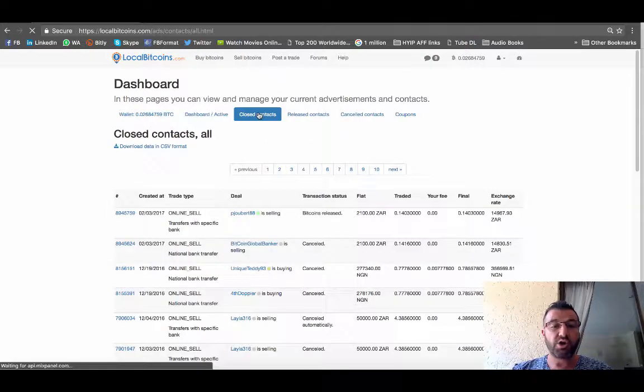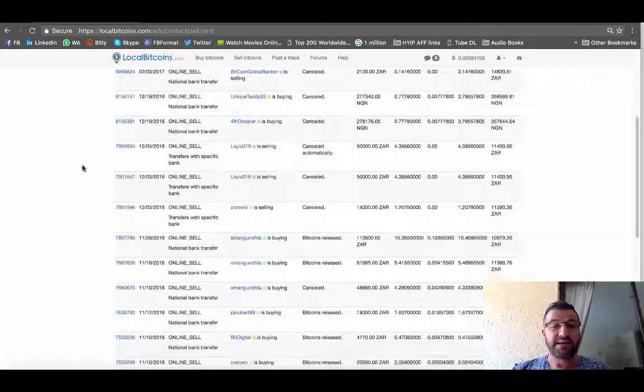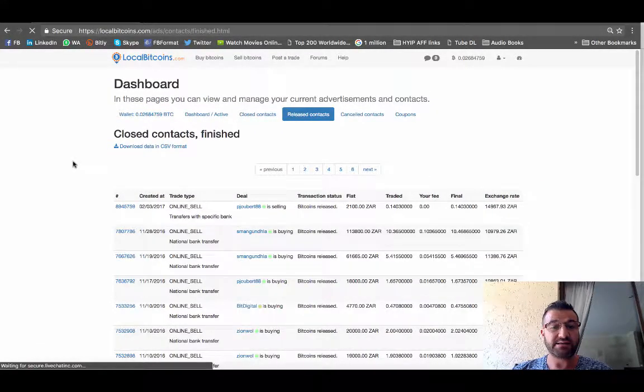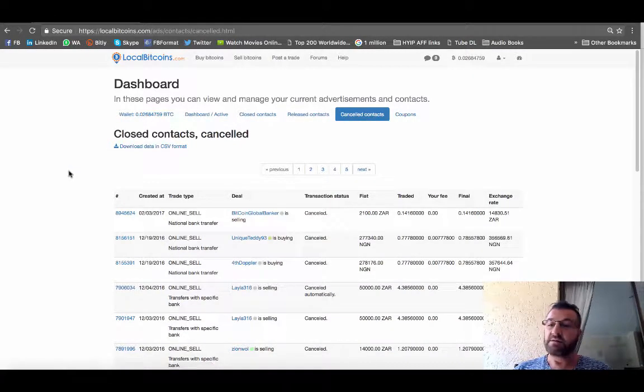These are your closed contracts, all the people that you've done deals with in the past. The released contracts are obviously all the people that have released coins to you, or you've released coins to them. And this is your cancelled orders. If you've cancelled an order with somebody or they've cancelled an order with you, this is the tracking over here.